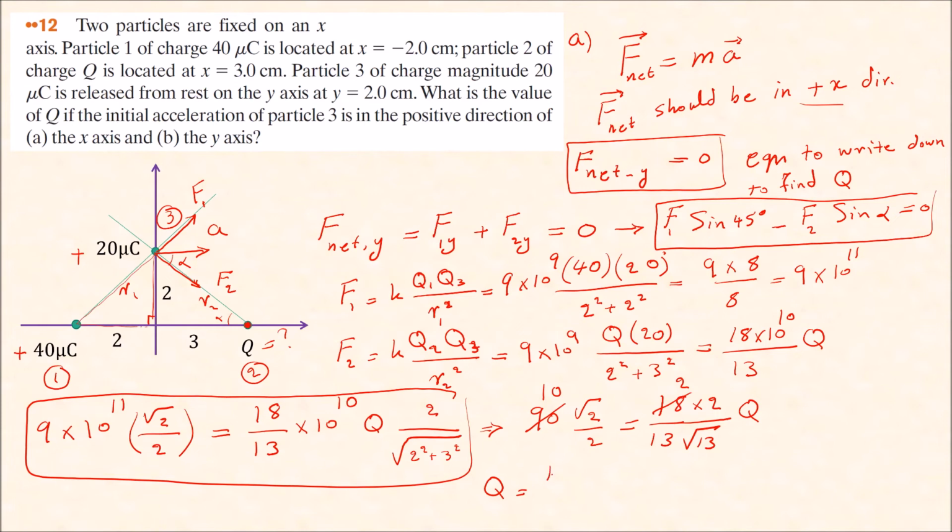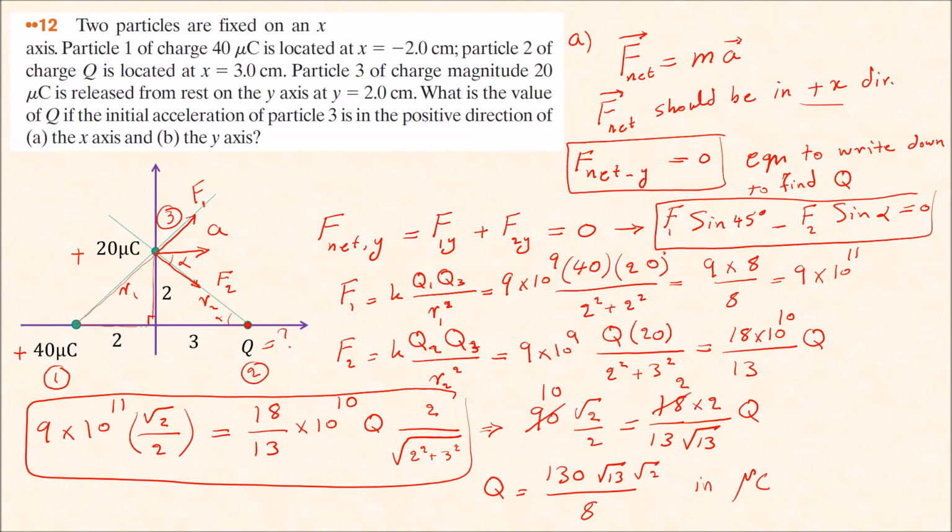So 130 square root of 13 divided by, oh, square root of 2 times square root of 2 divided by 8, right? 2 times 2 times 2. So that's Q in micro Coulomb.